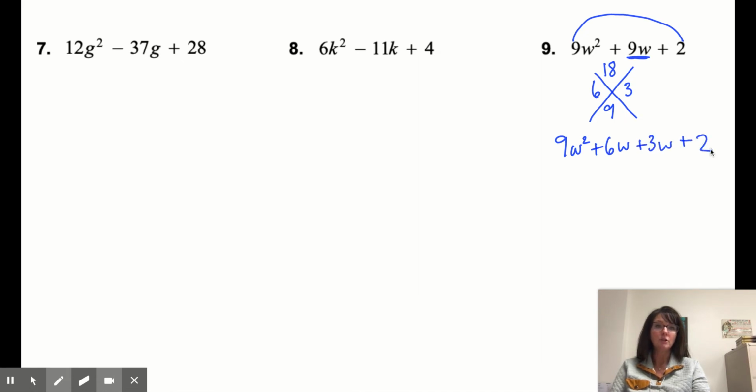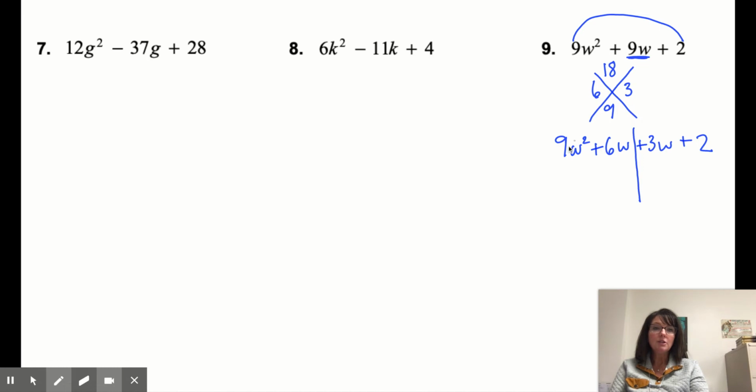And then we have this 2. Okay, so look what we did. We took our 9, which is the sum of these two numbers right here, and we broke them back up. Now, I'm going to just divide this in half. I'm only going to work with half of this polynomial at a time.